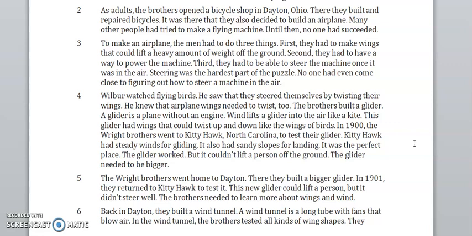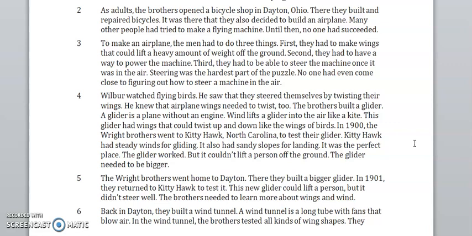In 1900, the Wright brothers went to Kitty Hawk, North Carolina to test their glider. Kitty Hawk had steady winds for gliding. It also had sandy slopes for landing. It was the perfect place. The glider worked, but it couldn't lift a person off the ground. The glider needed to be bigger.